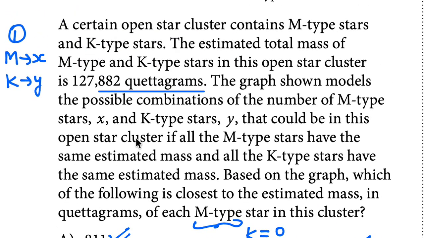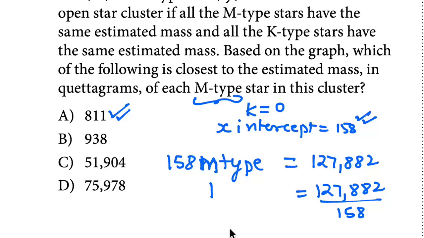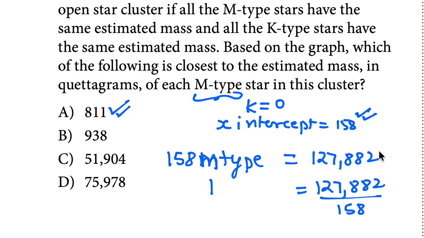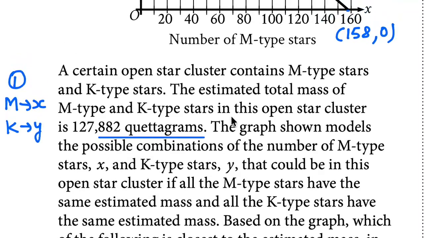That is a wonderful question. Initially you will think, oh my God, where is the information in the graph about the mass? But there is no such thing. But when you reach the end of the question, we have to talk only about M-type stars. So some extra concept is needed here: mass is given and we have to find the mass of one M-type star. I hope you have understood this. It's a little bit different, but yes, a wonderful one.